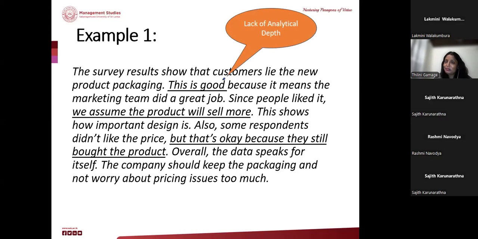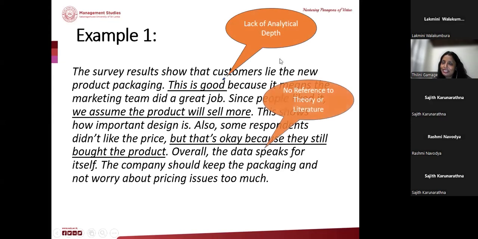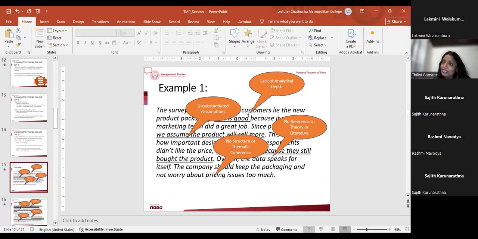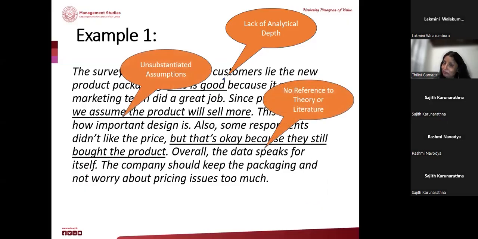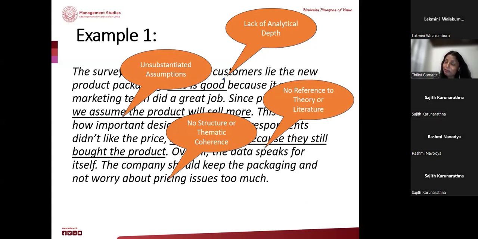So for me, when I look at this discussion, these are the issues that I have identified. You can see this discussion lacks analytical depth. They just talk about the findings. It's good. But people might question, how can you say that it's good? Do you have any evidence? The student hasn't used any evidence and it lacks analytical depth. We don't expect you to do research like this. So this is not real research.